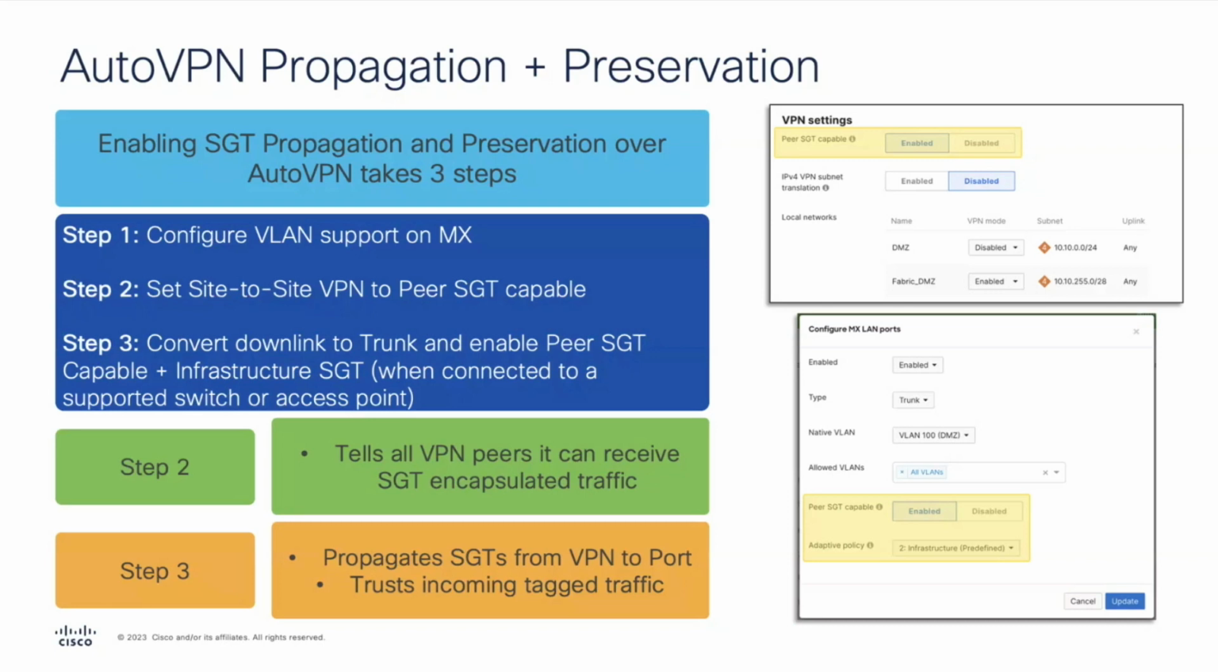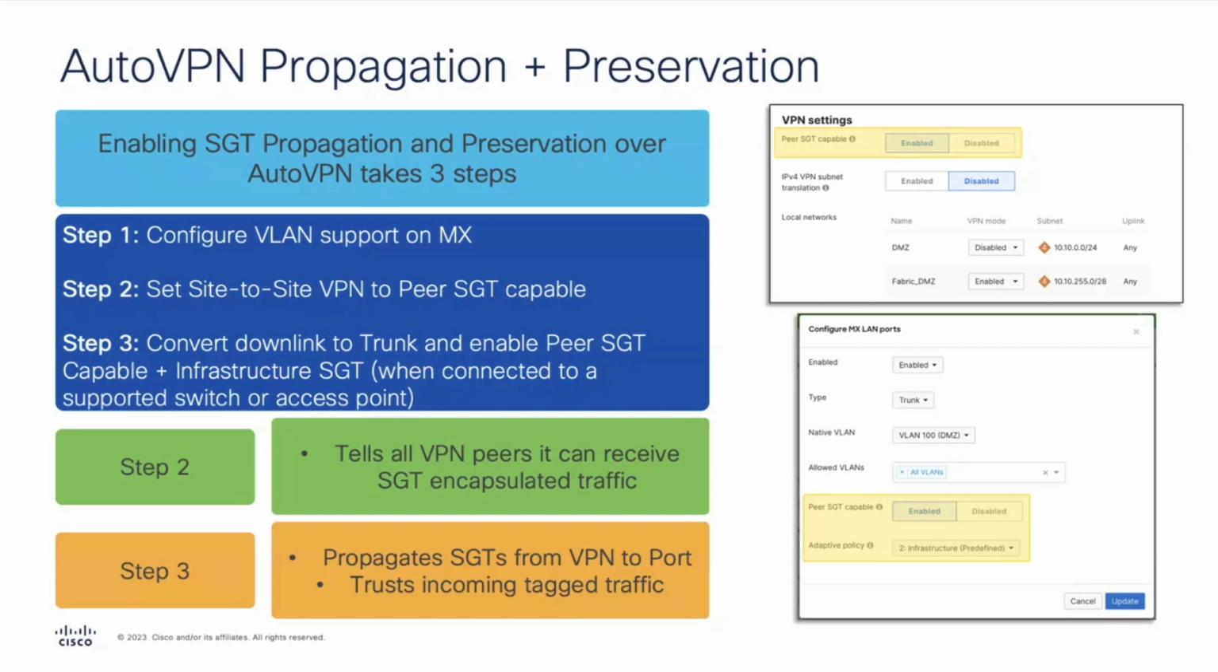In fact, all you have to do is go to the VPN settings page and enable propagation, or pure SGT capable. All this is saying is that the MX itself is capable of sending and receiving SGTs, and it sets a flag in the AutoVPN topology that says, hey, any traffic destined, keep that header intact and send it over. The other piece, the second piece of the puzzle, is that we're probably going to have a downstream switch or access point, so just make sure you also propagate that SGT down to the AP, and you're done. And as long as the two sites are configured, you've got yourself full propagation support over VPN.